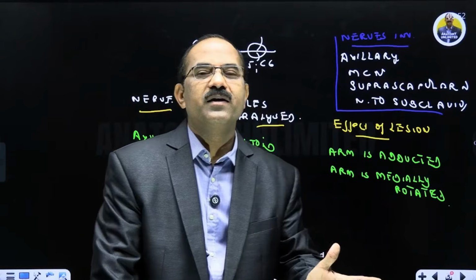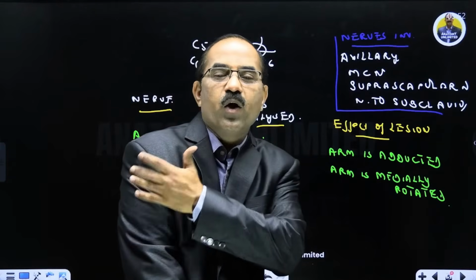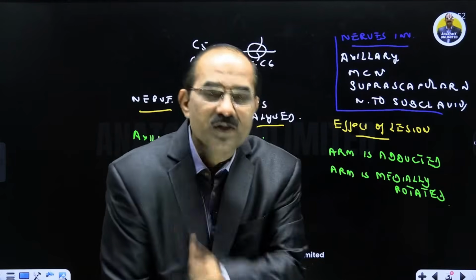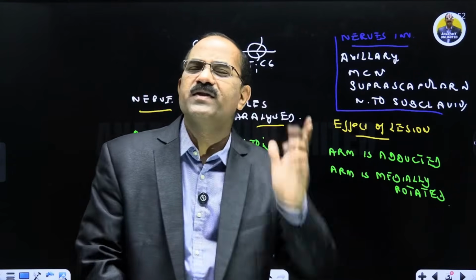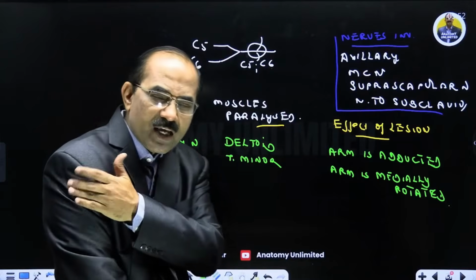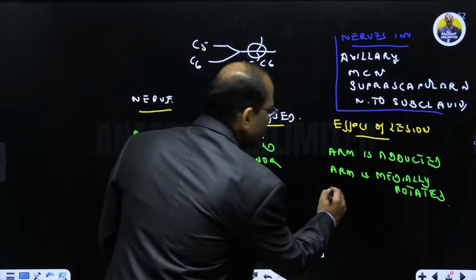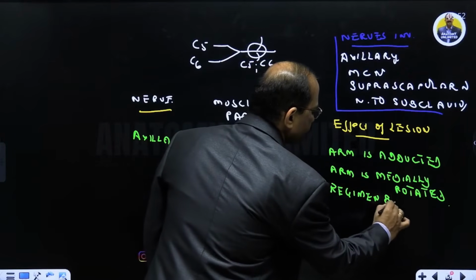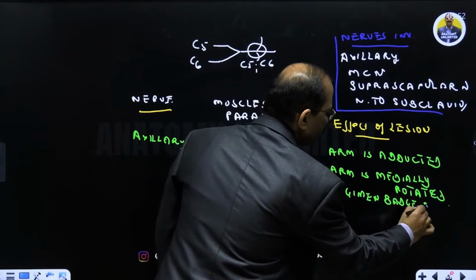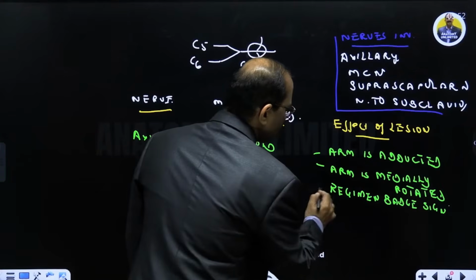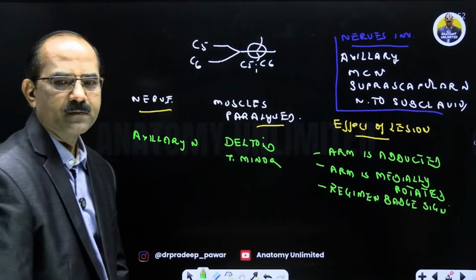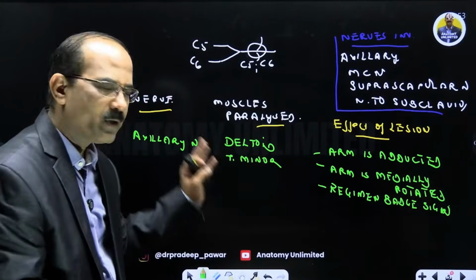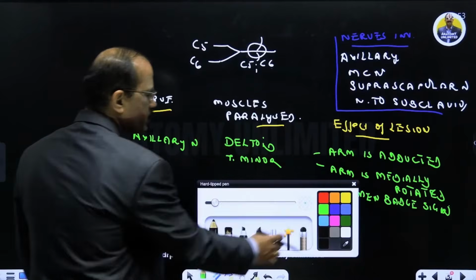Cutaneous supply is done by the axillary nerve. The axillary nerve supplies the skin on the upper lateral aspect of the arm. So there is a loss of sensation of the skin on the upper lateral aspect of the arm. This we call the regimental badge sign. Okay, regimental badge sign. Are you able to follow this? So this is the lesion, the involvement of the axillary nerve. This has happened because of axillary nerve involvement.